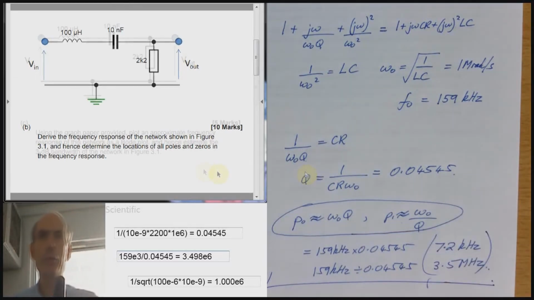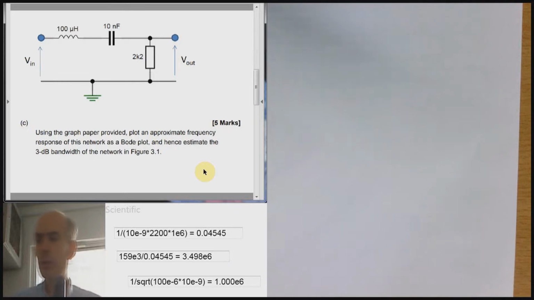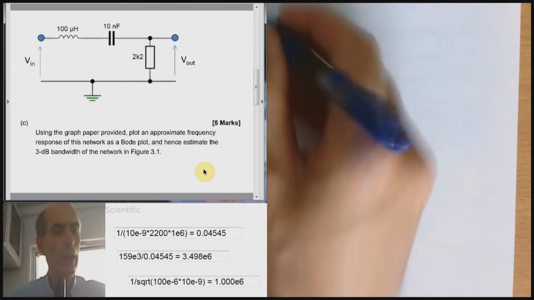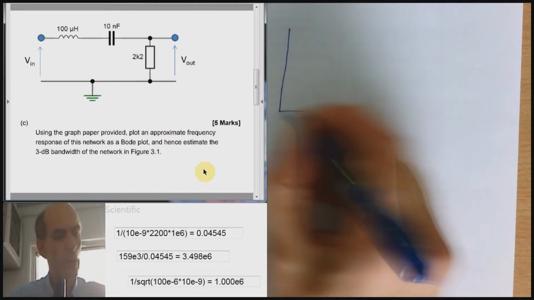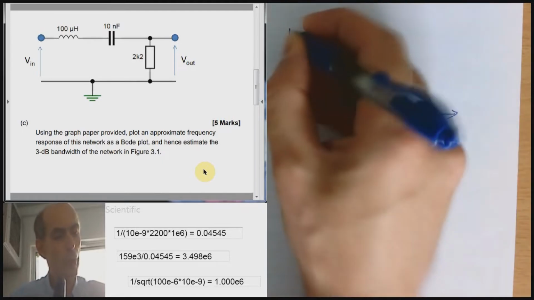Anyway, let's move on to part C of the question. Using the graph paper provided, approximate the frequency response of the network as a Bode plot. Okay, you can get 2 of these 5 marks by just knowing what a Bode plot is.